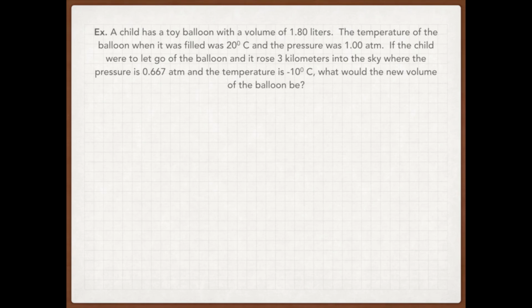so we know my pressure has changed. The temperature goes from 20 degrees Celsius to negative 10 degrees Celsius. There's my second variable that has changed. What is the new volume? So all three variables are going to change. Therefore, I know I need to use my combined gas law.